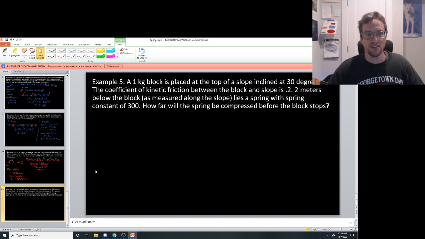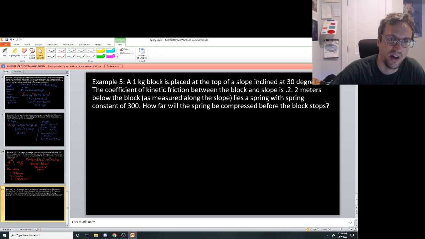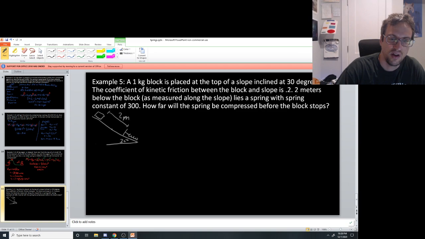Alright, now the piece de resistance. This is a pain in the butt problem. But we're going to do it anyways. So we've got a slope, 30 degrees. We got a block, top of the slope. We then have a spring set up at the bottom here, and this distance is 2 meters right there. Now, it's also going to compress a further distance x, and I want to find that x. How far the spring will compress before it stops.